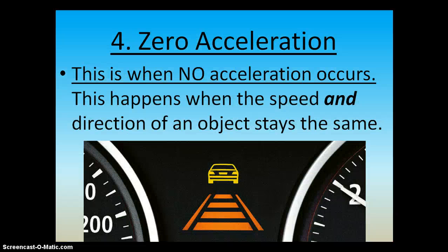All right, number 4. Zero acceleration. This is when no acceleration occurs. This happens when the speed and direction of the object stays the same. So for example, if you are in a car going to Las Vegas and your parents set it on cruise control at, let's say, 60 miles per hour, and it's a nice straight road, there's no changing direction, there's no changing speed, then you have zero acceleration, right? This should help you with ECQ number 4, because your car can still be moving as long as the speed stays the same and the direction stays the same. It has no change in acceleration, so it's called zero acceleration.